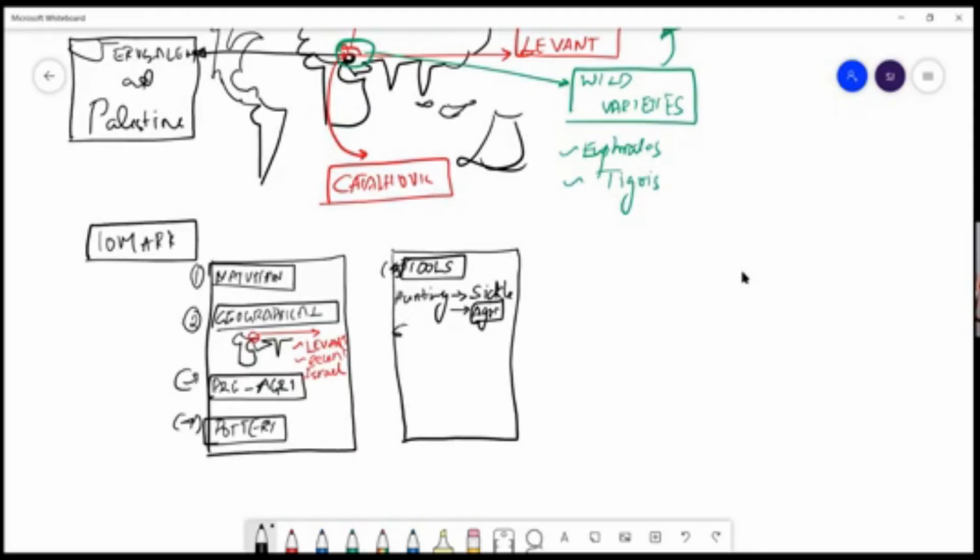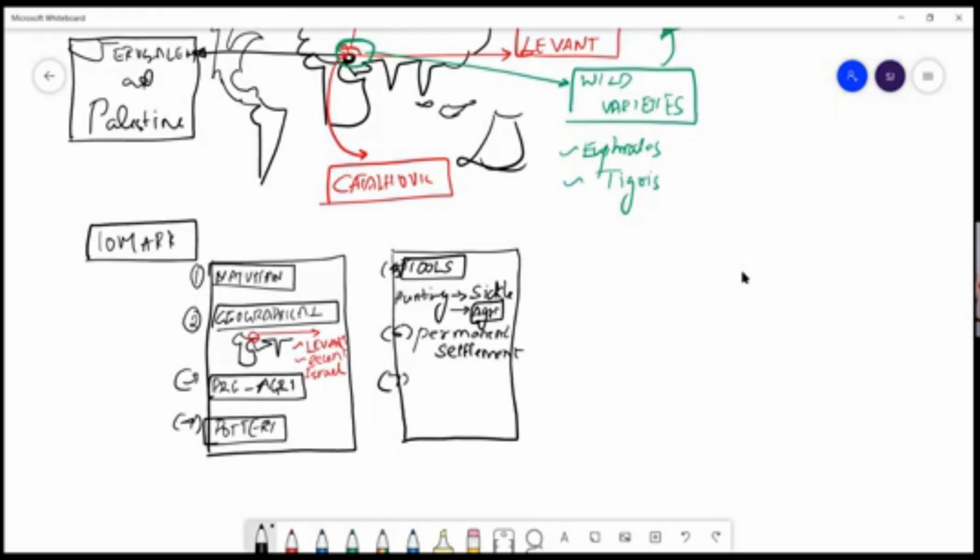So sixth, earlier they were moving in bands. Now permanent settlement. So seventh, when the permanent settlement starts, the culture starts developing, right?